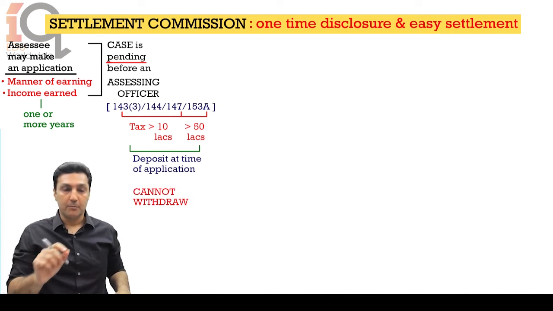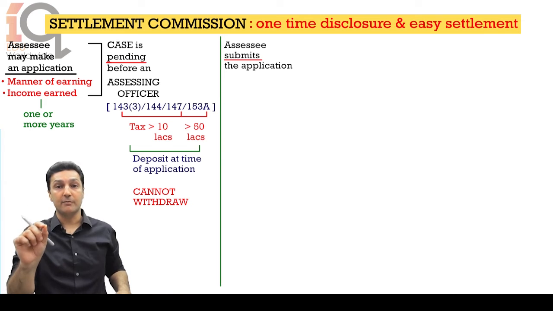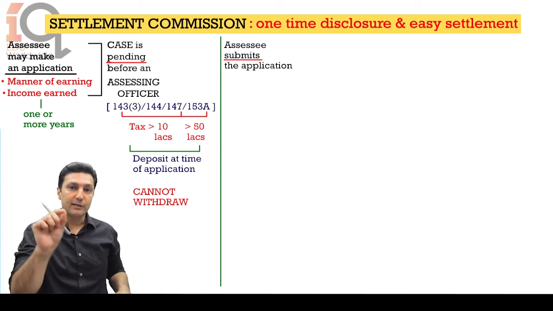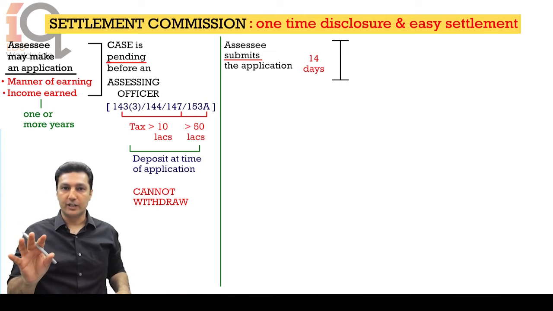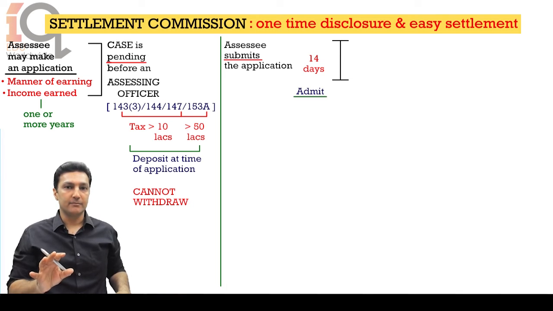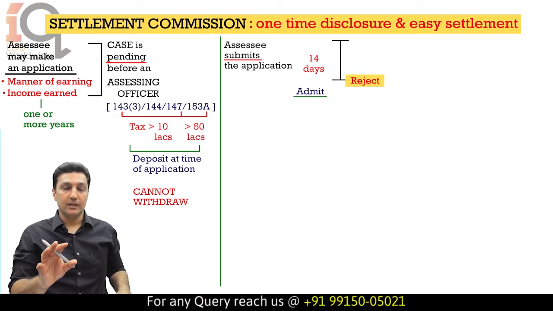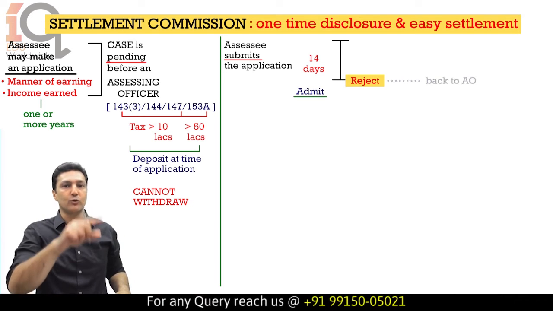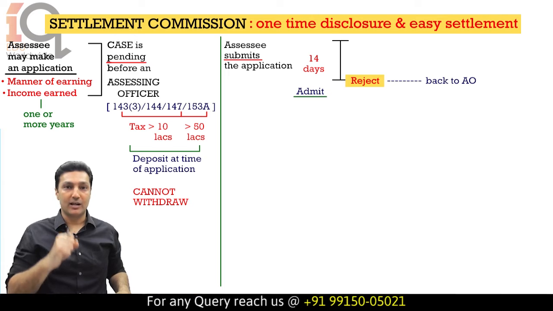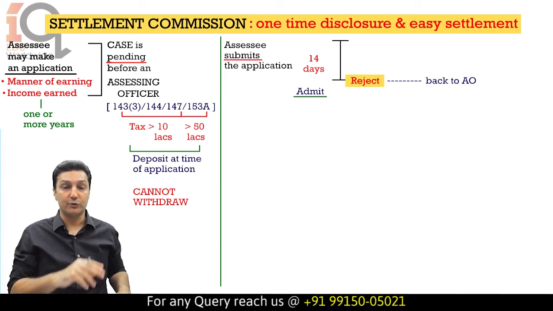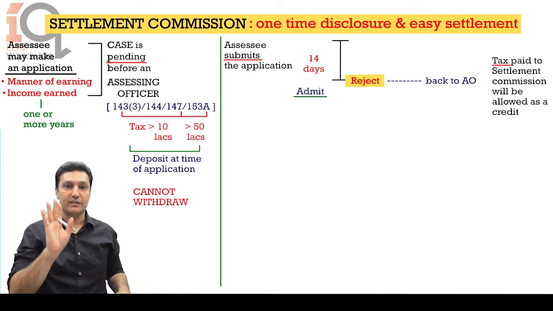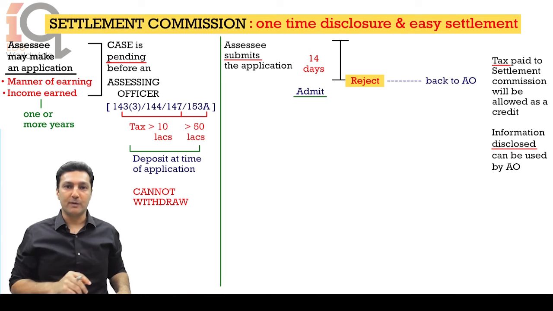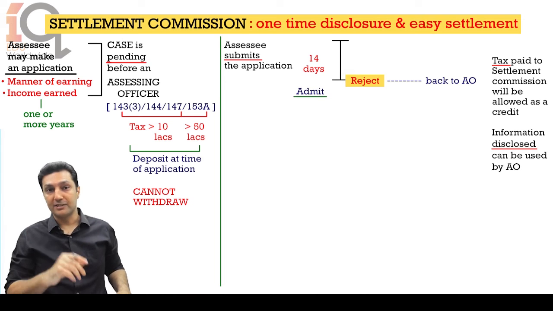That is one. But the moment the application is submitted, the settlement commission is first going to decide whether they want to admit the application or not. They're going to take 14 days to do it. Within 14 days, either they say, okay, yes, we admit it, or they reject it. The moment they reject it, the matter goes back to the AO. Now understand, you've disclosed things to the settlement commission, you've paid the tax. The tax that you paid will of course be allowed as a credit, but the information you've disclosed to the settlement commission will now be used by the AO. So that's a danger.